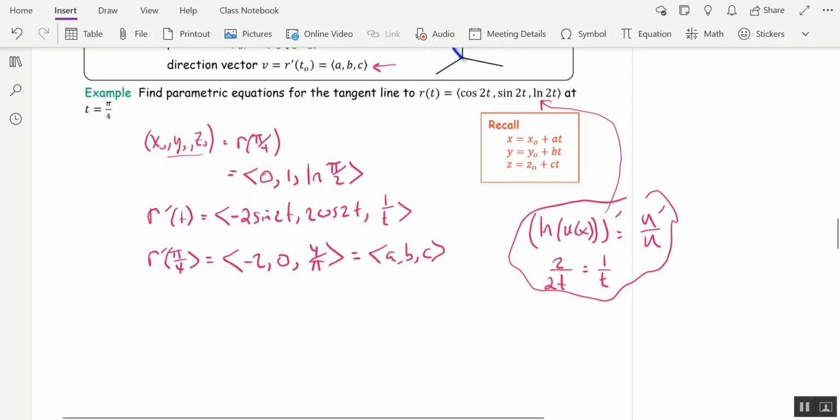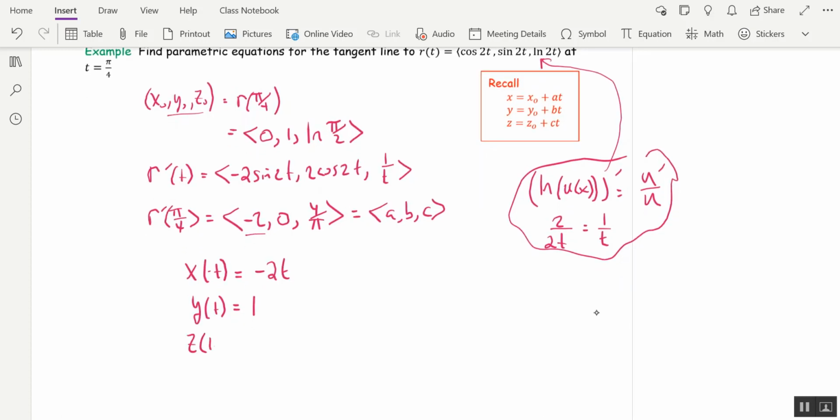So now I'm ready to use the formulas in that red box. x of t is x naught, which is 0, plus at. a is -2, so minus 2t. y of t is y naught, which is 1, plus bt. b is 0, so just 1. And z of t, finally, is ln of pi over 2 plus 4 over pi times t.